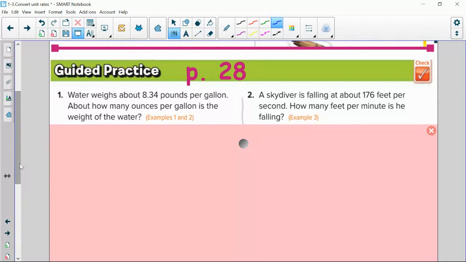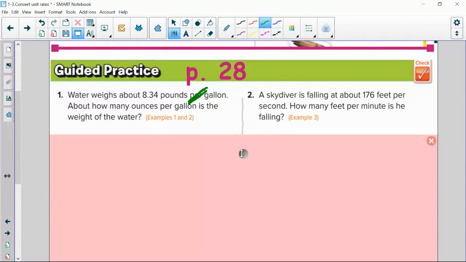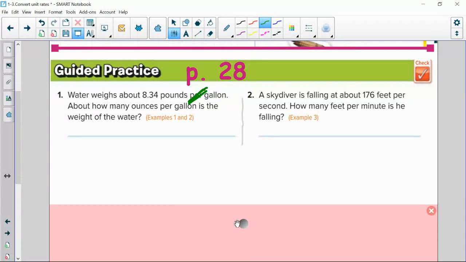Okay, so for our guided practice, water weighs about 8.34 pounds per gallon. Remember, right there tells us how we're going to set this up. Per is the division line. And about how many ounces per gallon is the weight of the water. So when I go to set this one up, I'm going to start with my 8.34, and then I'm going to put P for pounds, and then how many, well, we got 1 gallon.